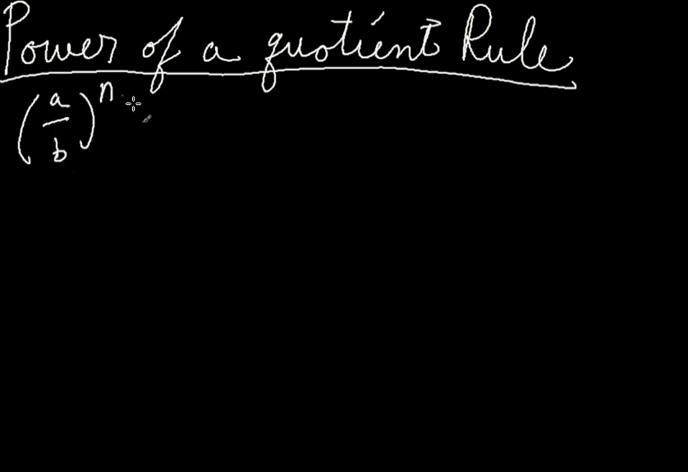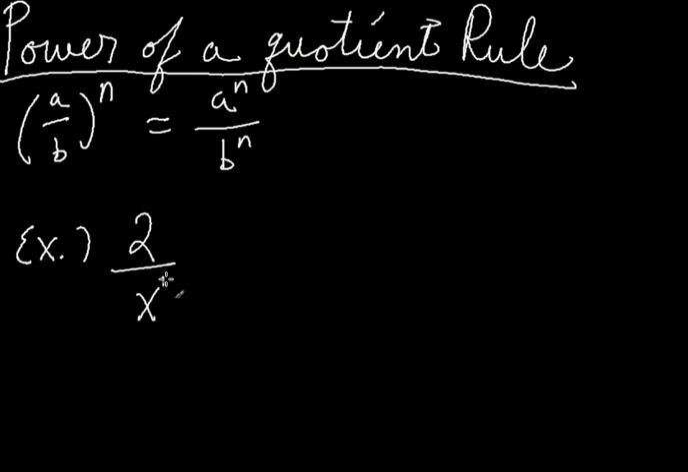It's pretty straightforward. So if you have a over b to the n, just like before, we're allowed to distribute that exponent. Okay, so I can have a to the n over b to the n. Okay, let's look at an example and see how that might work. So an example might be 2 over x to the 11th.